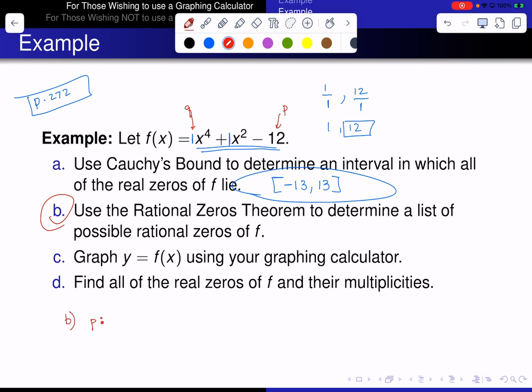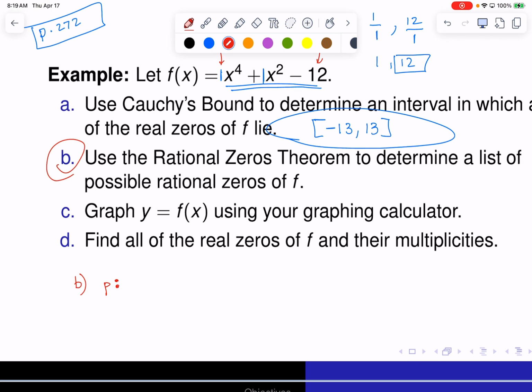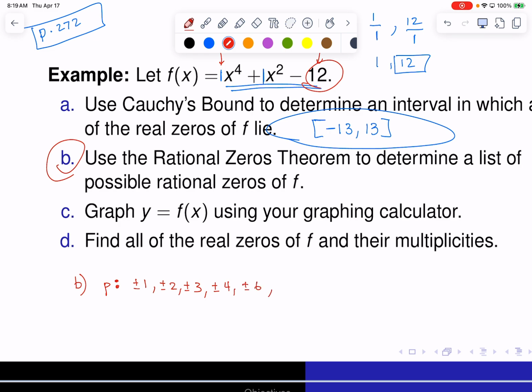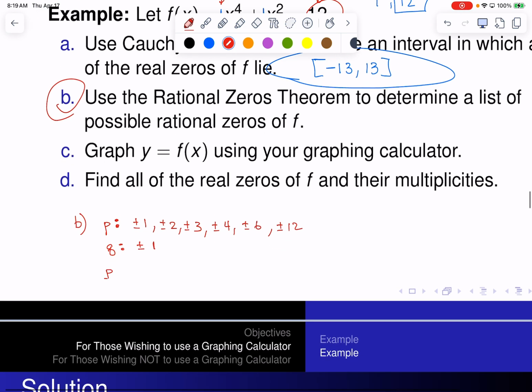P is all the factors of 12, plus or minus. So what are all the factors of 12? Plus or minus 1, plus or minus 2, plus or minus 3, plus or minus 4, plus or minus 6, plus or minus 12. The Q is just plus or minus what? 1.